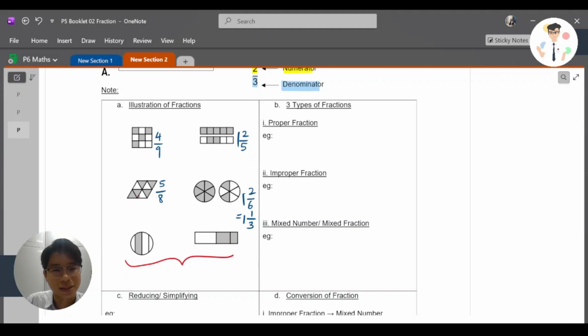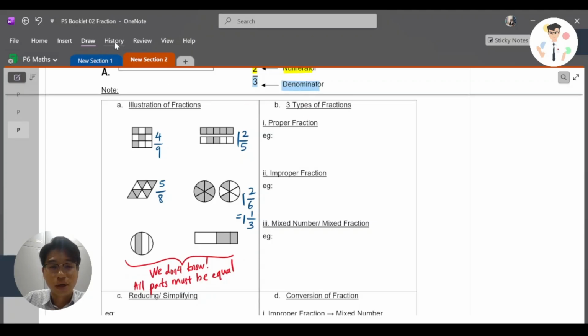Because the parts here must all be equal parts. Okay, all must be equal. And this is definitely not equal, right? This is smaller, this is bigger, this is bigger, this is smaller. And so is this given diagram here. So we actually don't know what the fraction is here, because all parts must be equal in order for us to find out the fraction.